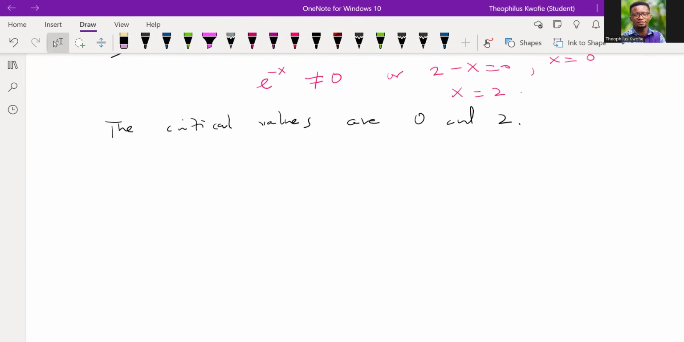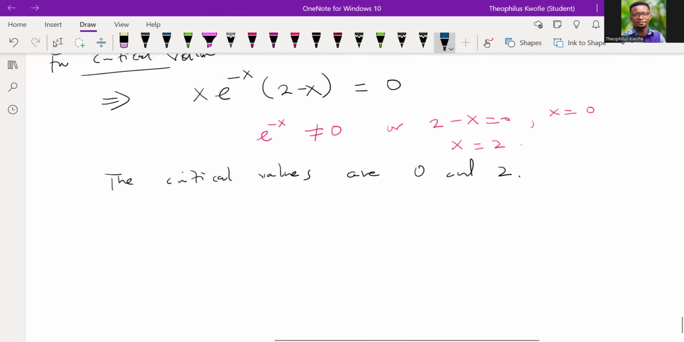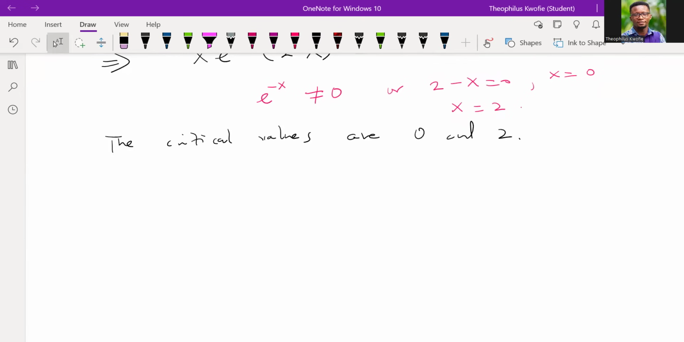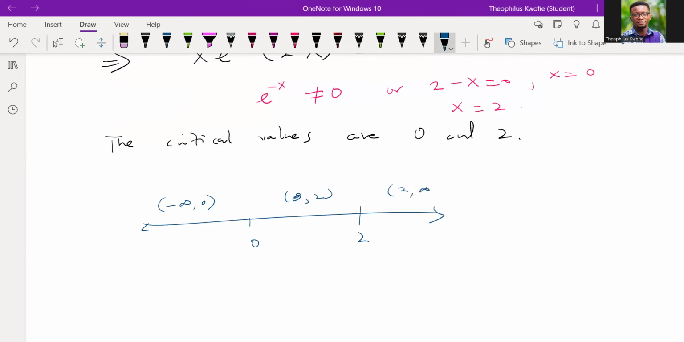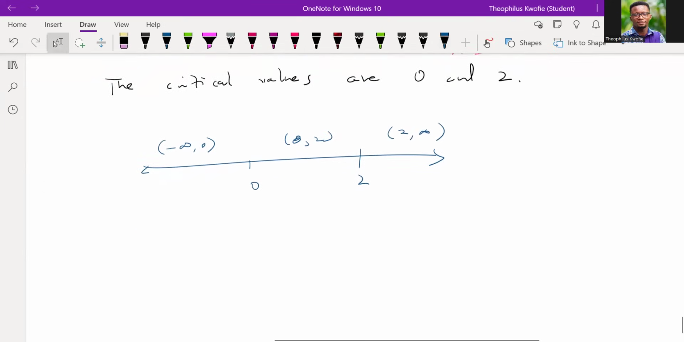So we're going to have our table. Let's look at the interval. Let's draw a line. We have 0 here, and then we have 2. So we're going to have the interval from negative infinity to 0, from 0 to 2, from 2 to positive infinity, okay? And then let's draw a table as before.